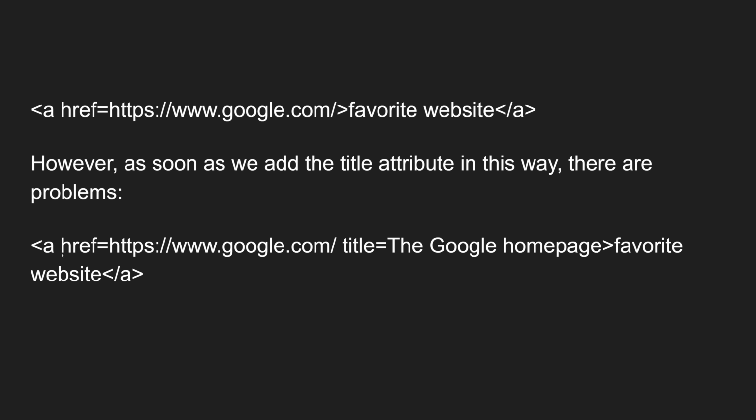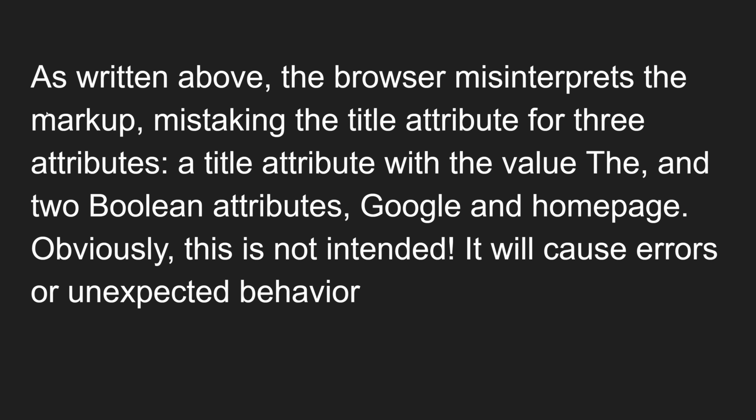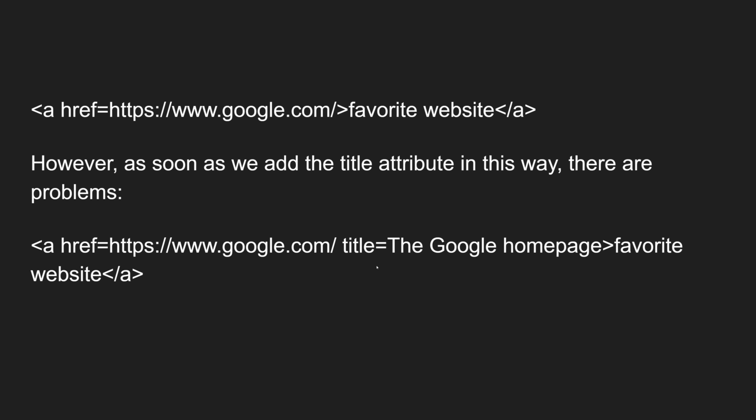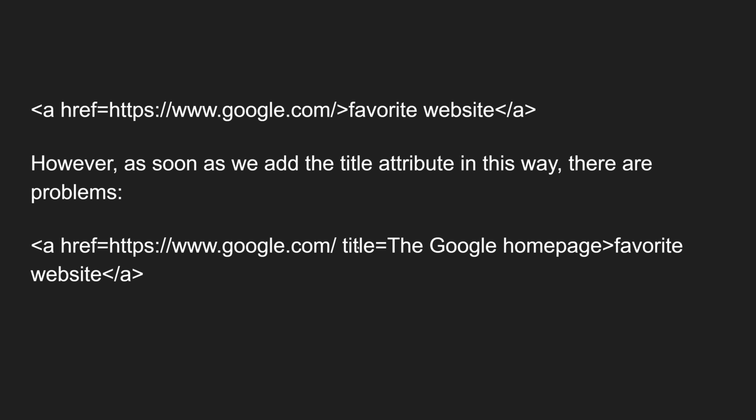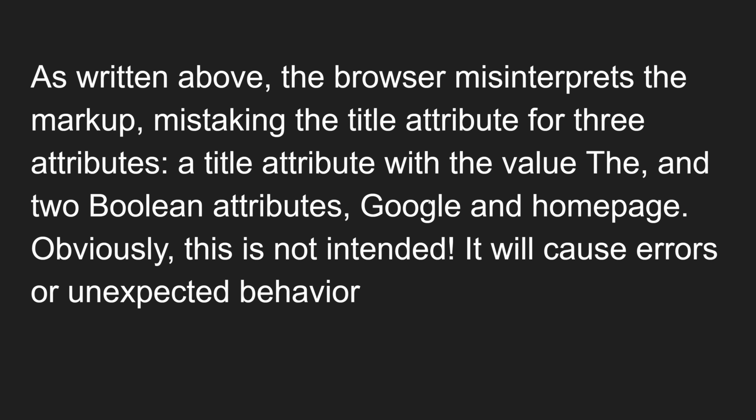Now here, href, the same thing I am adding. Here we have a title attribute, the Google homepage we are trying to give, now without the double quotes. Here what happens is, as written above, the browser will misunderstand this markup, mistaking the title attribute. The title attribute name is title, and the value should be the whole phrase. But it will mistakenly take it like this, and the browser will consider Google and homepage as two Boolean attributes.